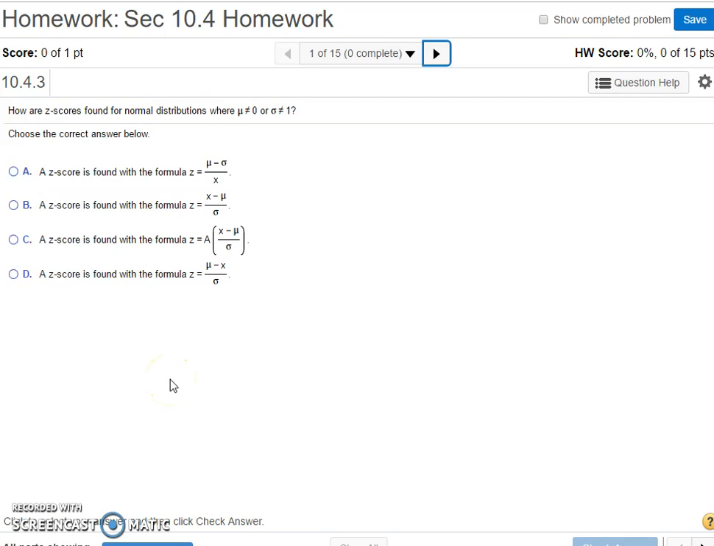And then when you get to the last section, we're going to start calculating z's. With the z's, what's going to be true is the z-score is going to standardize your standard deviation.